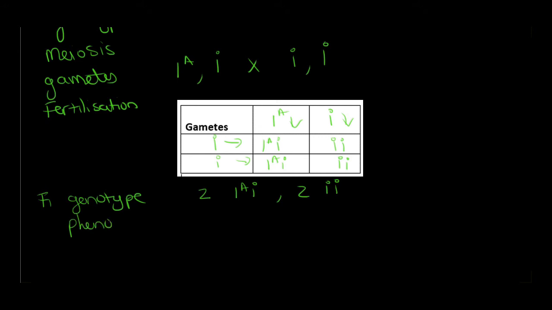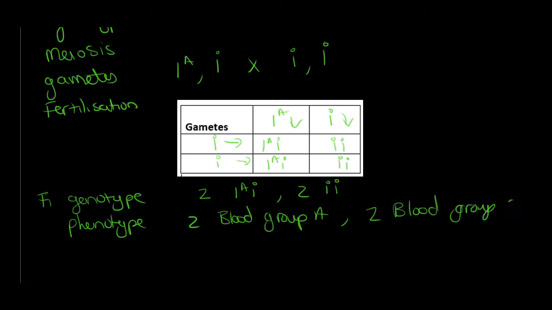Then the phenotype, so 2 blood group A and 2 blood group O. Remember, they ask for the phenotypic ratio, so it's going to be 2 to 2, or simplified, the ratio would be 1:1. So that is how you do a genetic cross for blood groups, and I will do some more info on blood groups in the next video.